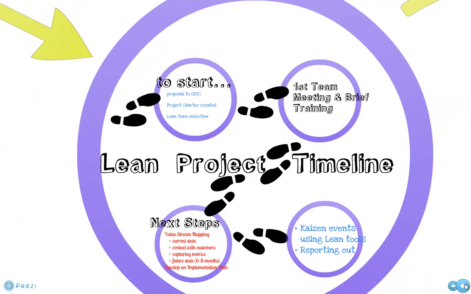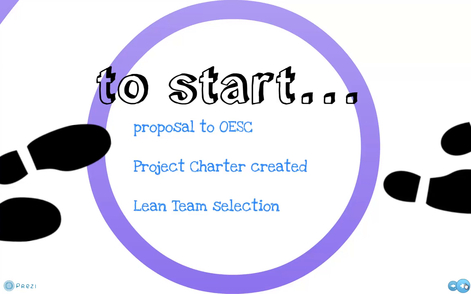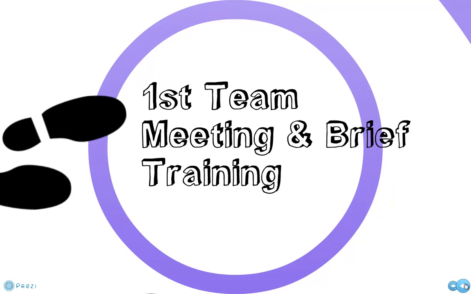Now that you have the basics, let's take a look at what the Lean project timeline is. The beginning stage involved a proposal which was selected by Carleton's Organizational Excellence Steering Committee. Then a project charter was created by the sponsor with support of a Quality Initiatives advisor to identify the scope, milestones, and metrics for this specific project. And then the team was selected. Next in the timeline, the team has their first meeting, and this is really an opportunity for the team to meet, review the charter, and receive a little bit of training about Lean.